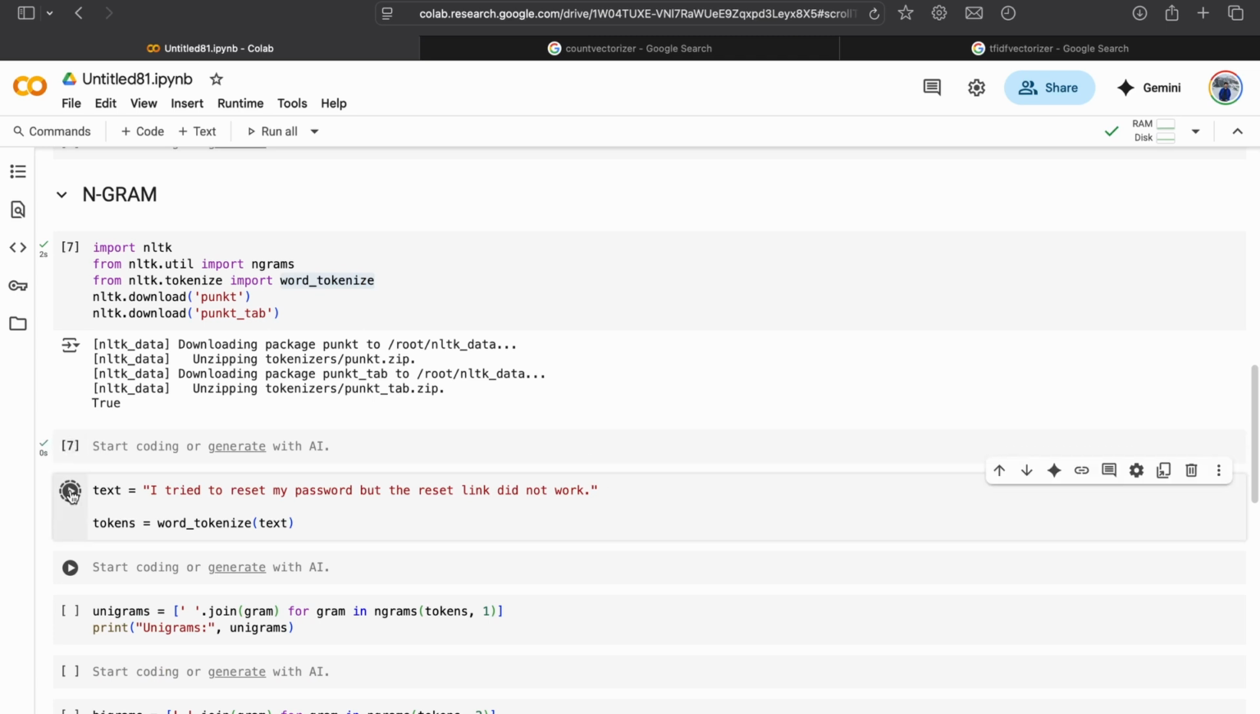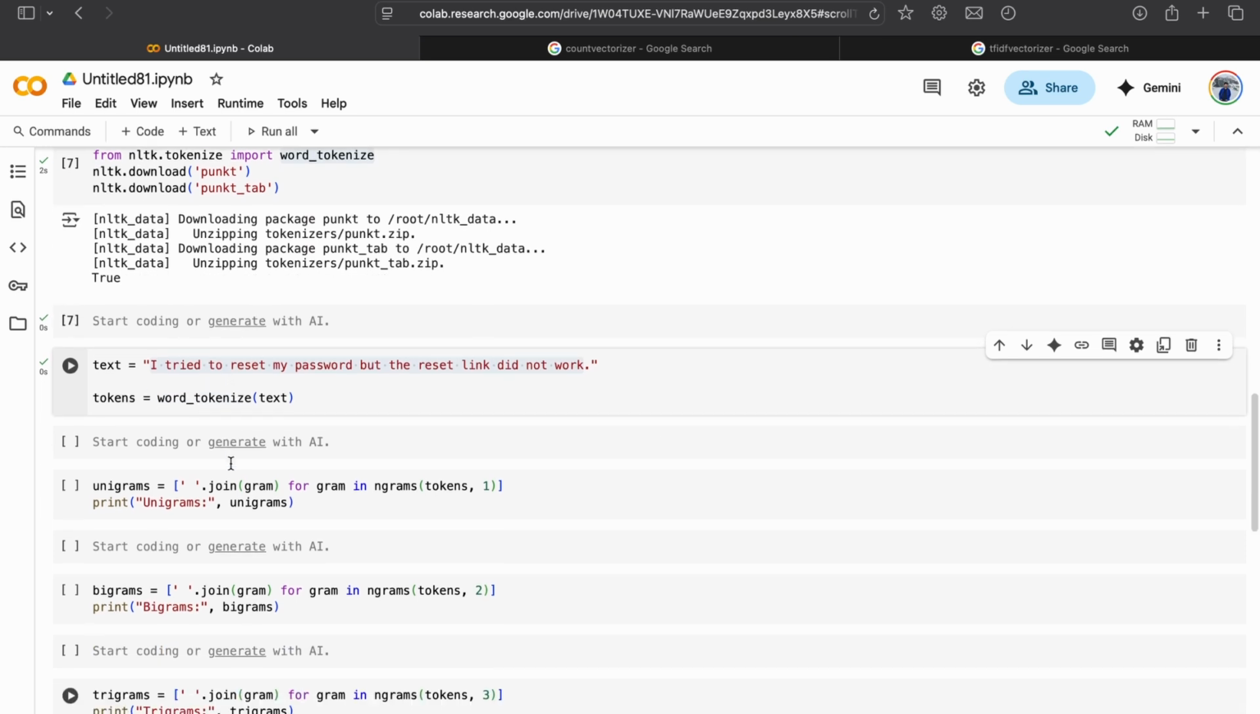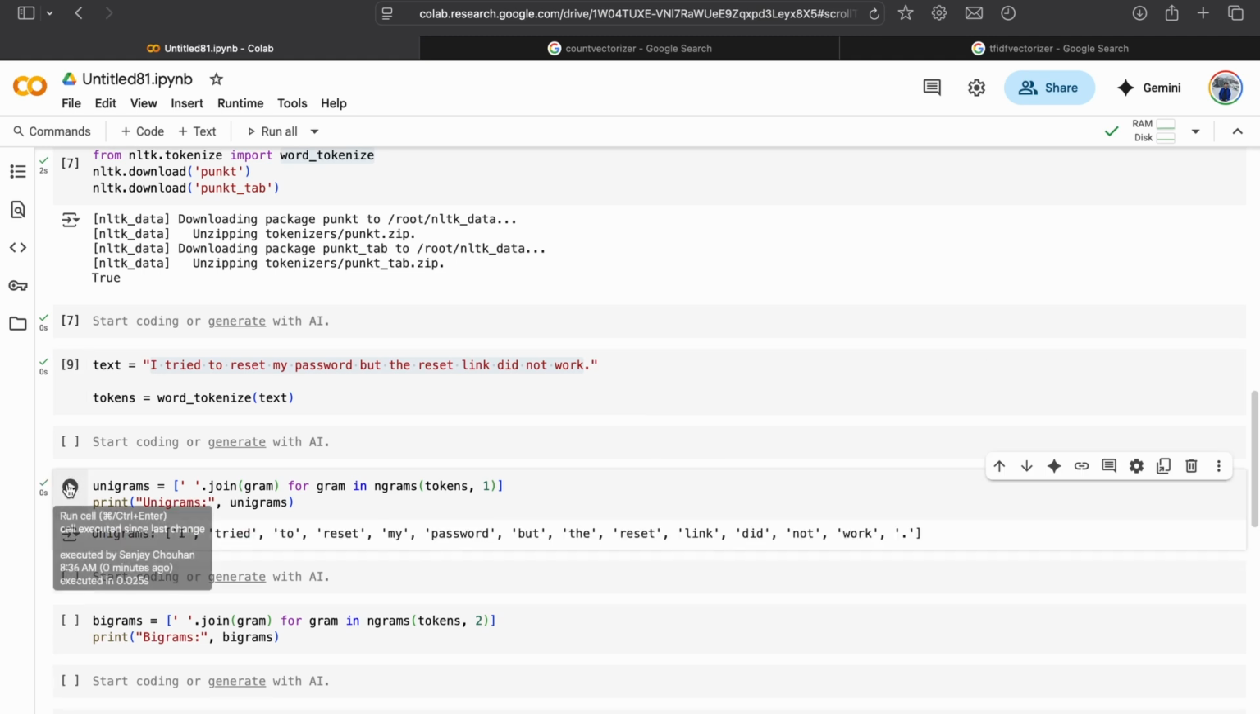Okay. So we have this sentence: I tried to reset my password, but the reset link didn't work. We have tokenized it into a word-based tokenized form. Now we get the unigram. Unigrams are simply the tokens only. Uni means one, right? So unigram means one token. So this is just the tokens.